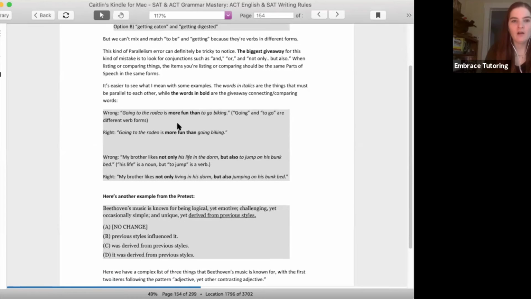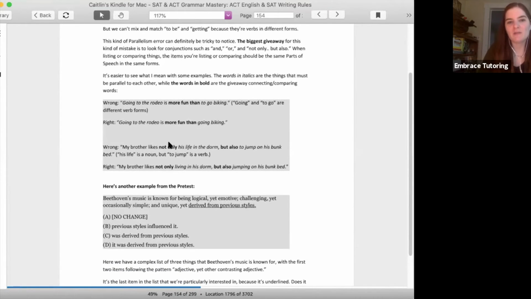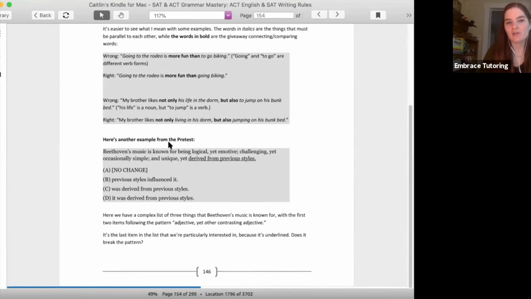The biggest giveaway for this type of mistake is looking for conjunctions like "and," "or," and phrases like "not only, but also." When you're listing or comparing items, the items that you list or compare should be the same parts of speech in the same forms. Very much the same kind of example here. I don't think we need to really go over this anymore.